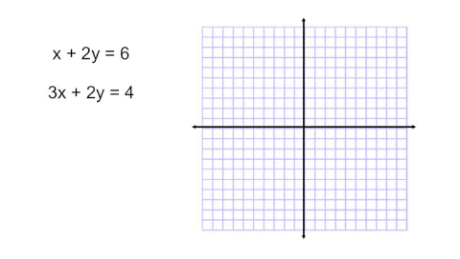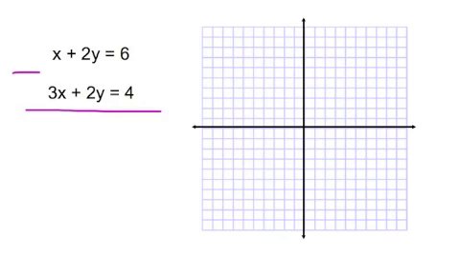Here's another linear system. The first equation is x plus 2y is equal to 6. I have 3x plus 2y is equal to 4. I could rewrite this to get y equals mx plus b and start graphing it. But what I'm going to do is subtract the top equation from the bottom equation.